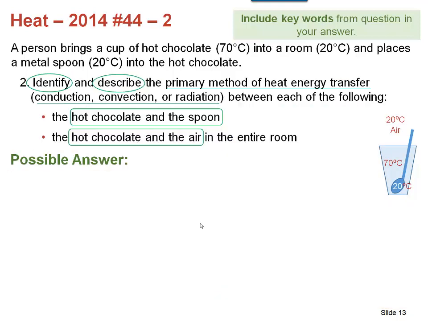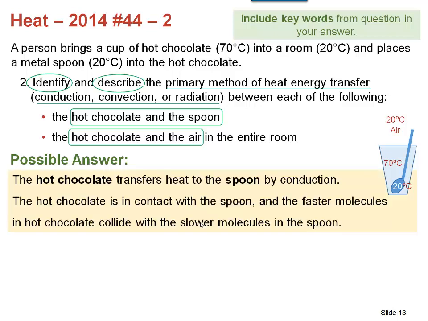In part 2, we identify and describe the primary method of heat energy transfer: conduction, convection, or radiation. First, we'll look at the hot chocolate and the spoon. The hot chocolate transferred heat to the spoon by conduction. The hot chocolate is in contact with the spoon, and the faster molecules in the hot chocolate collide with the slower molecules in the spoon.